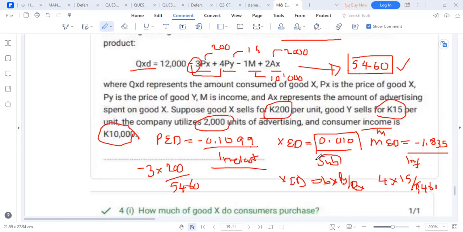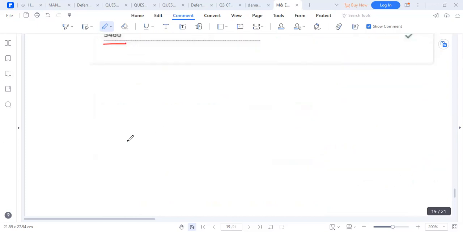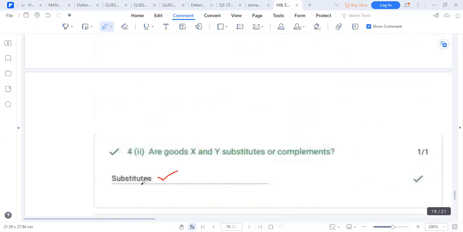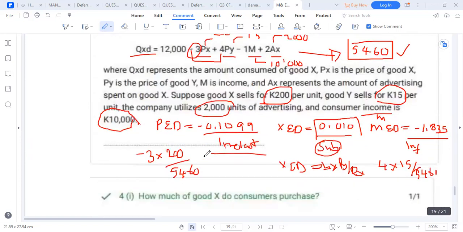So because positive means a substitute good, that's why here we put substitutes, because we get a positive answer. If the answer is negative, we'd say they are complementary goods. At this point, are we together? Yes, thank you. All right.